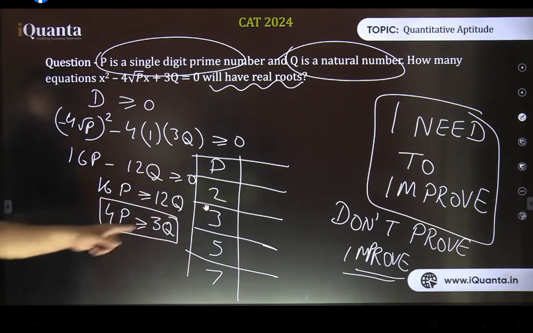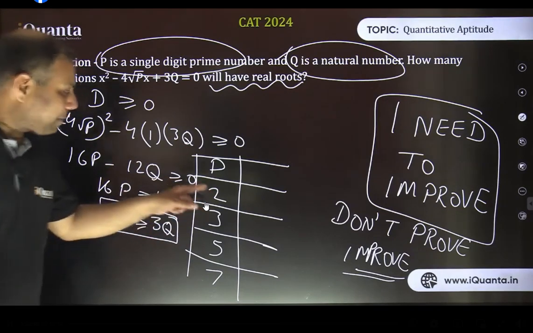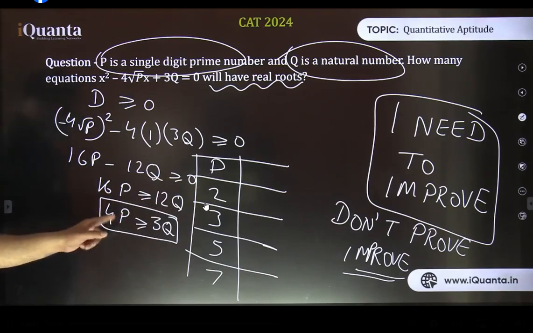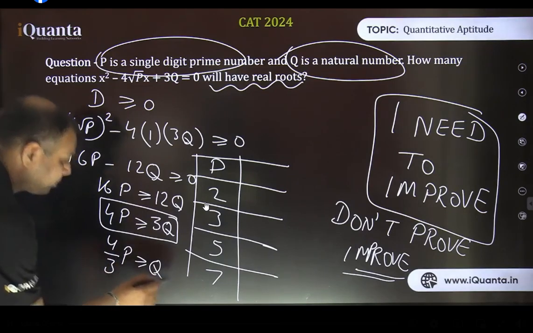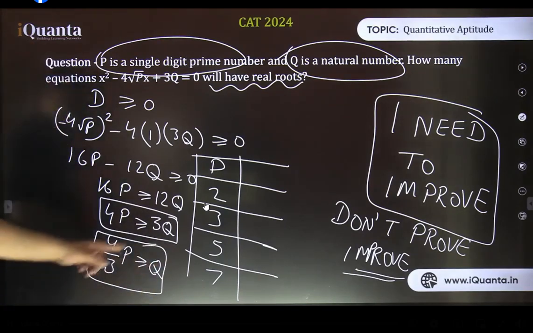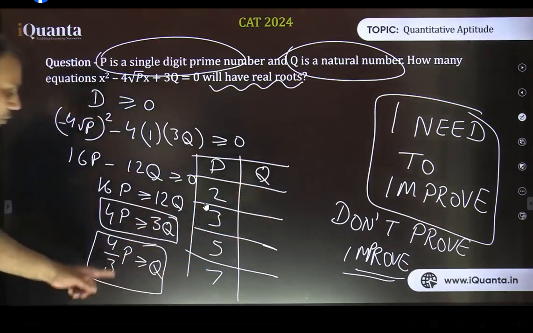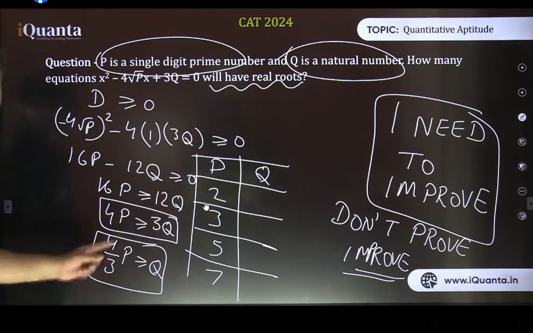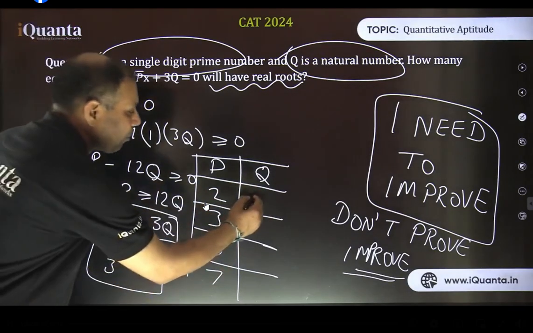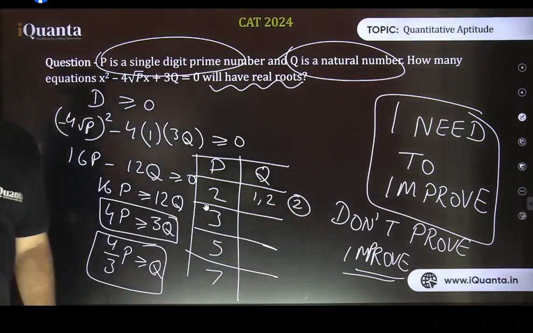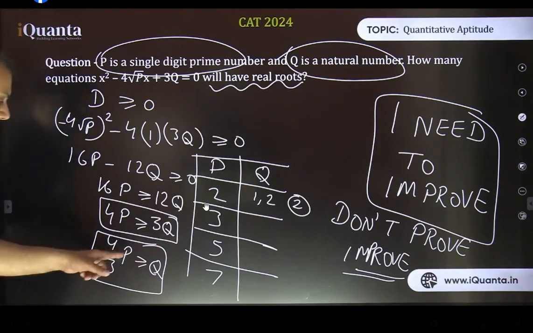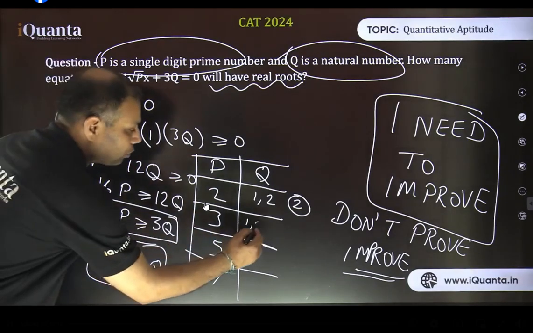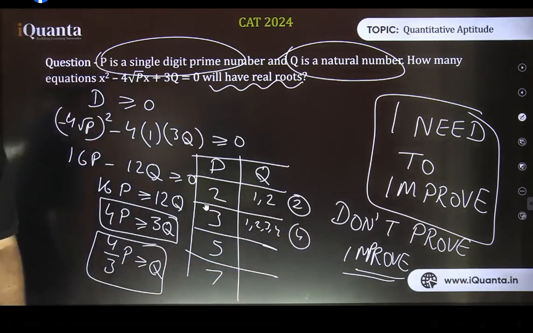Just put the value of p and see what can be the values of q. So if I take p equals 2, so 4 into 2 is 8, right? Now 3 times q must be less than or equal to 8. Or I can write it like this: q must be less than or equal to 4 by 3 times p. ठीक है ना? We can write it like this as well. So if I take p equals 2, the first case, so 8 by 3. 8 by 3 means 2 and something. That means the value of q can be 1 or 2. So 2 values. Is it okay? Q can be only 1 or 2. Same way, next case, if I take p equals 3, then q must be less than or equal to 4. So 1, 2, 3 or 4. So there are 4 values possible here.